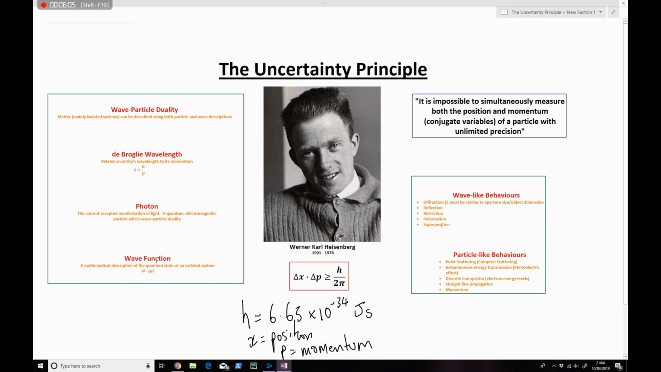And last, we have superposition. There are many more, by the way, but I just didn't want to write them all. You have superposition, which describes how different waves superimpose constructively or destructively.